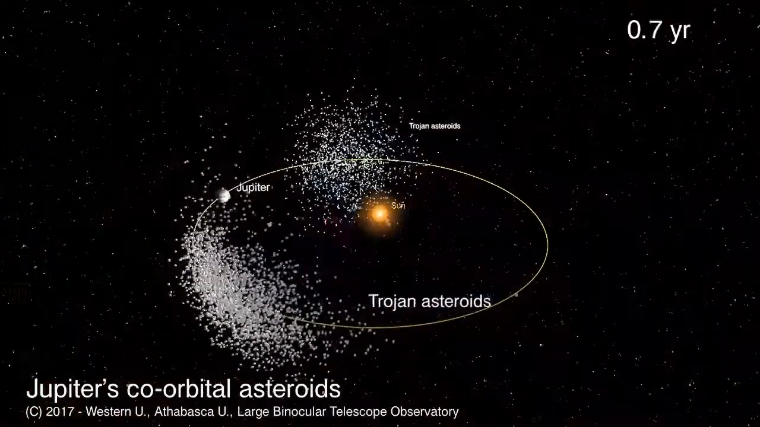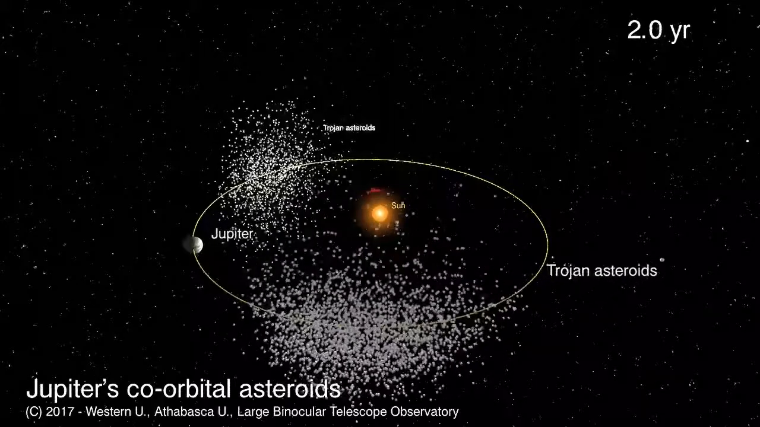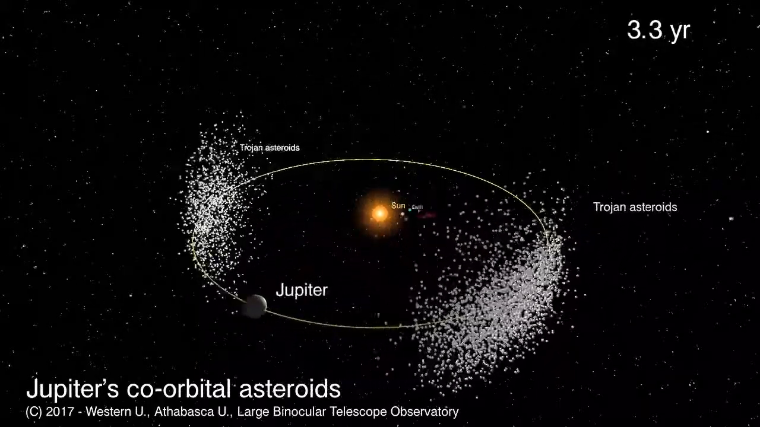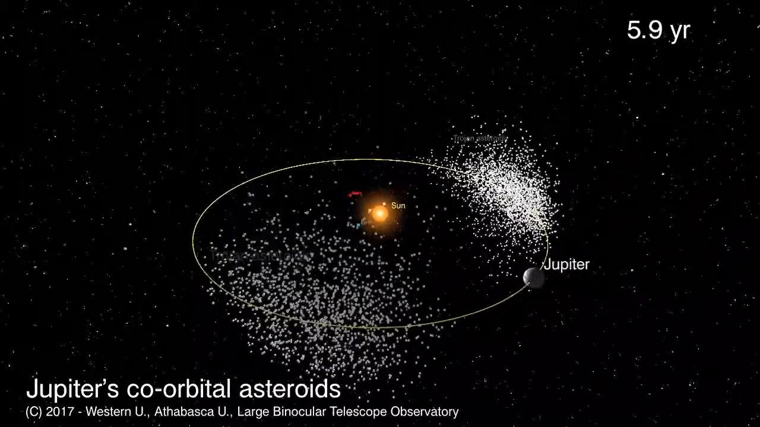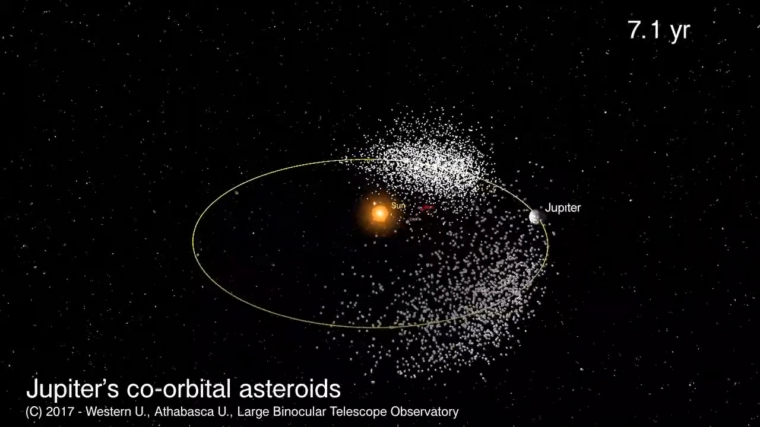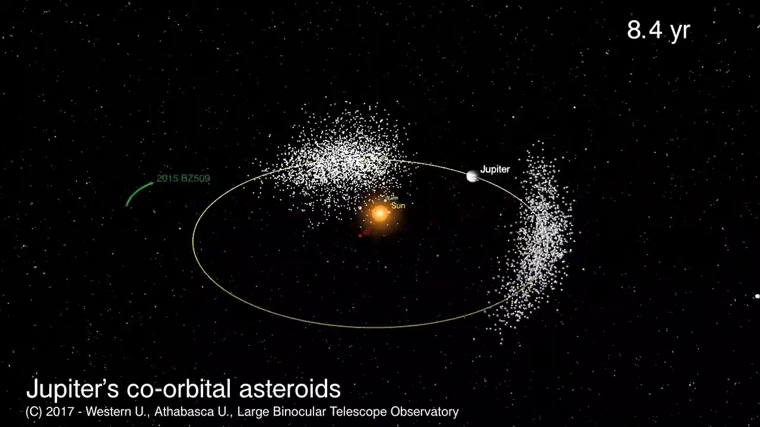And so here is a video showing those Trojan asteroids. Here's Jupiter's orbit. And then we're going to see the orbit of BZ509. Here it is.